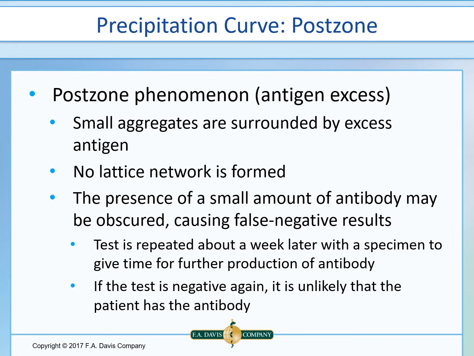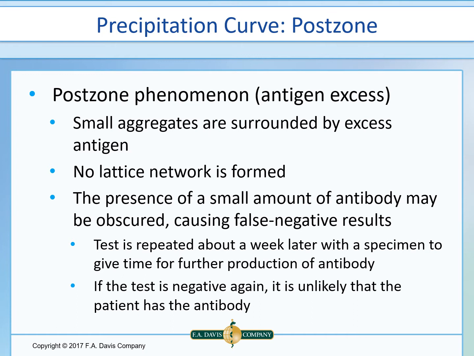At the other side of the zone, where there is an excess of antigen, the post-zone phenomenon occurs, in which small aggregates are surrounded by excess antigen. Again, in this scenario, no lattice network is formed, but in this case, every available antibody site is bound to a single antigen, and no cross-links are formed. For precipitation reactions to be detectable, they need to be carried out in the zone of equivalence.